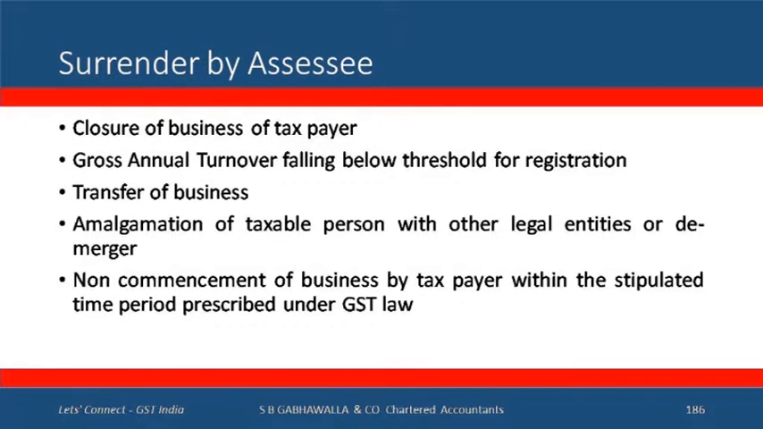We move to surrender of registration by the assessee. A taxpayer can surrender his registration at the time of closure of his business. Also, when his gross annual turnover falls below the threshold limit for registration, the taxpayer can surrender his registration. Few other instances involve transfer of business, amalgamation of the taxable person with another legal entity, or demerger. Also, when the taxpayer doesn't commence his business within the stipulated time period prescribed, his registration shall be deemed to be surrendered. One important aspect is for dormant companies.